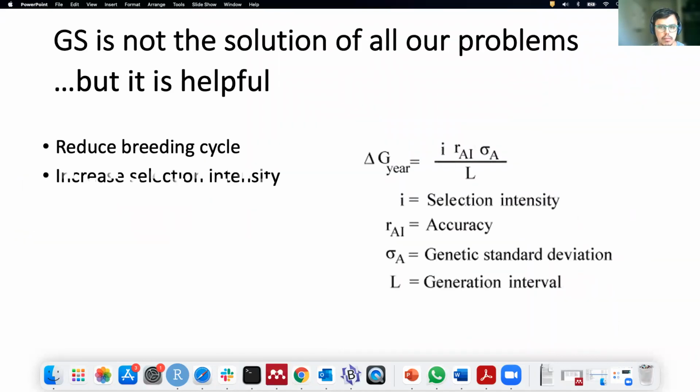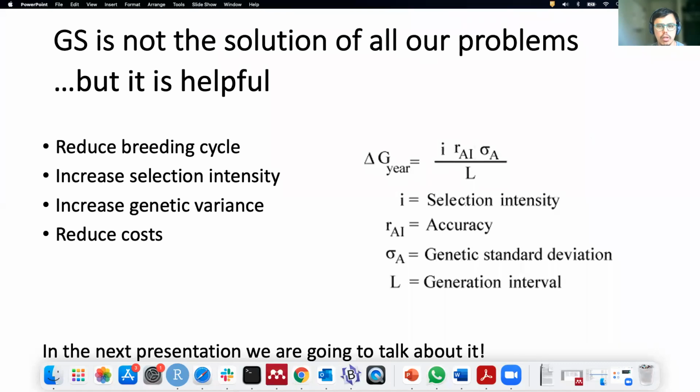And yeah, I think that this formula is really good. Again, if you have questions, just open your microphone.